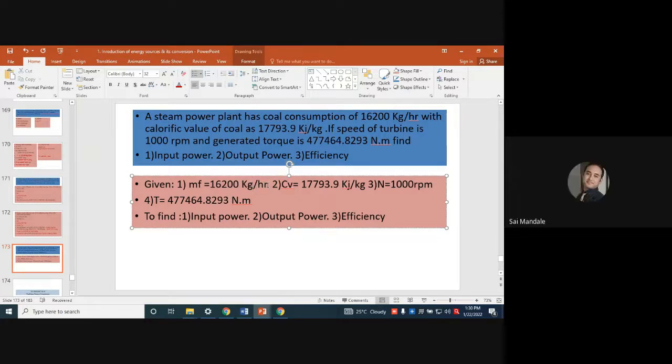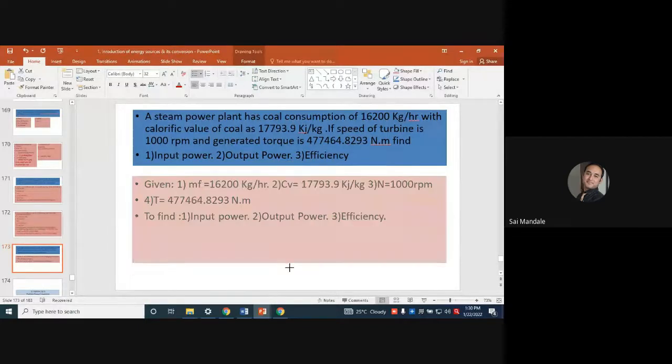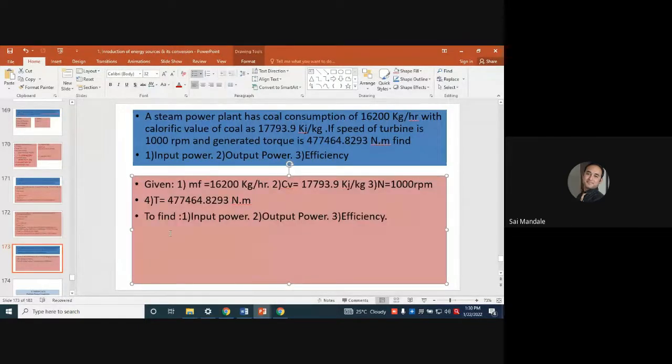60 into 60. Yes, perfectly correct. So MF is 16200 divided by 60 into 60, that is 3600. That will be your MF. CV is given to you in kilojoule per kg. So we require joules per kg, so 17793.9 into 10 raised to 3 is required. So MF into CV, power input is there in front of you. It is clear to each one of you. Very simple. Now, based on the previous numerical, you have to calculate the input. So power input you can easily calculate.